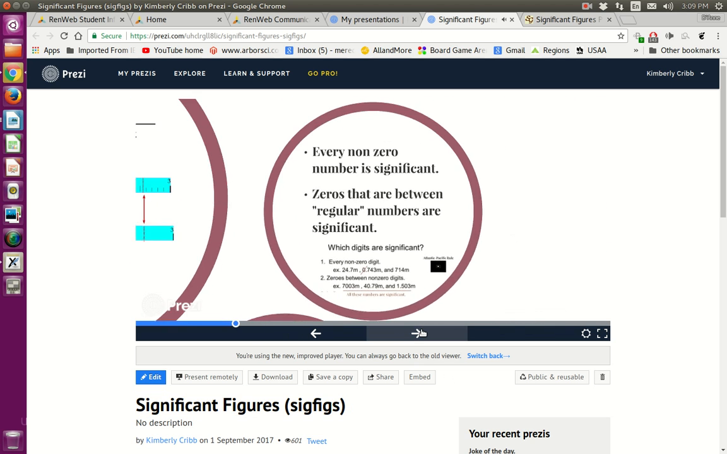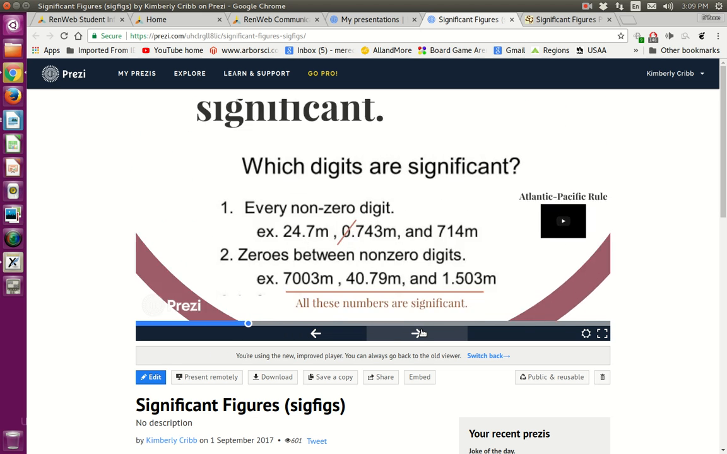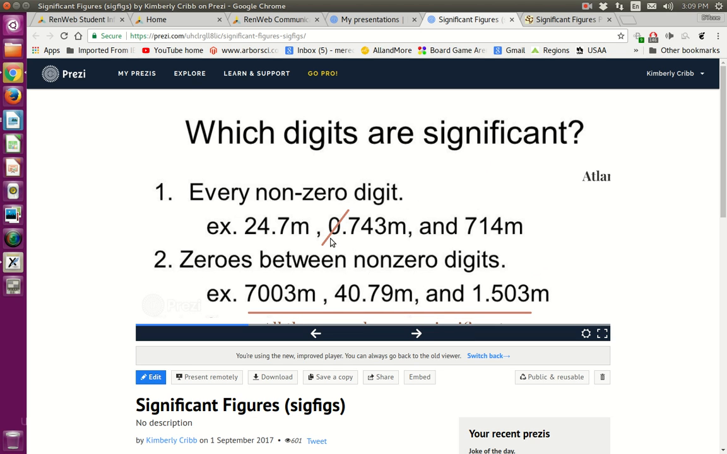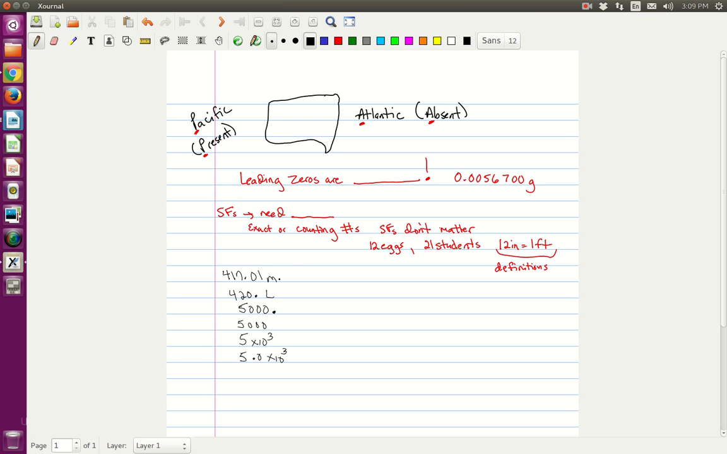Okay, so now we've talked about this. Every non-zero number is significant, and then we've talked about the zeros between the non-zero numbers are significant, and we also talked about leading zeros are losers. So that's a losing number. So there's only 3 sig figs in this number right here. And now we're going to review the Atlantic Pacific rule. So here I wrote on this particular piece of paper my very weird Atlantic Pacific rule. Leading zeros are losers. And so here this number 56,700 grams.